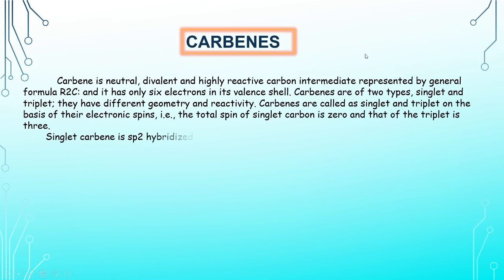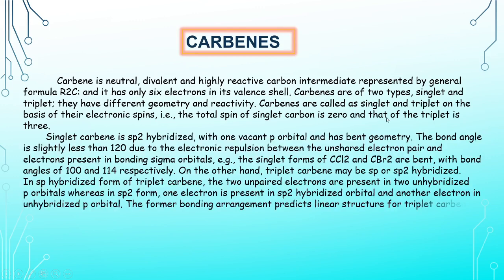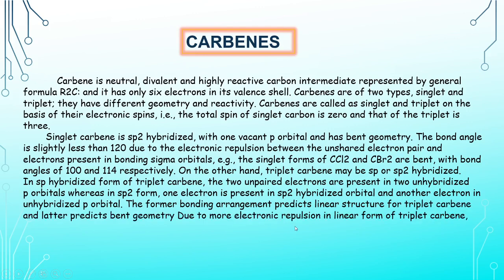The carbenes are also called singlet and triplet carbenes on the basis of their electronic spin. That is, the total spin of a singlet carbene is 0 and that of the triplet carbene is 1. Therefore, the singlet carbene and the triplet carbene are differentiated on the basis of their electronic spins.